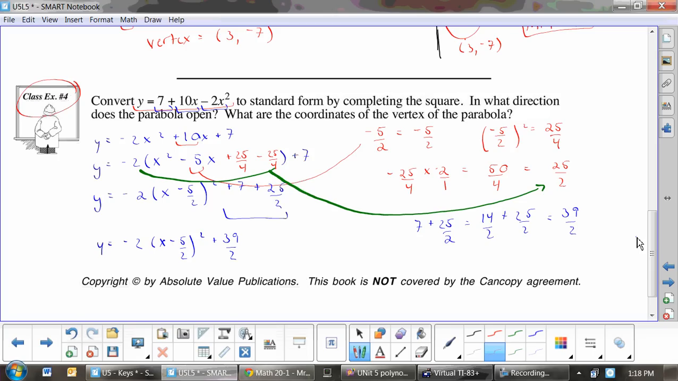Okay, and then they say, in what direction does the parabola open? So does it look like this, or does it look like that? They're asking, does it open up like this, or down? Yeah, it's like a bridge. How do you know that, Justin? So the reason we know that it's upside down is because we have a negative here, which means it's a reflection. Okay?